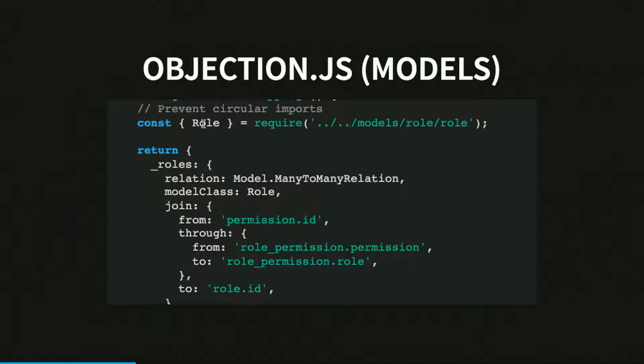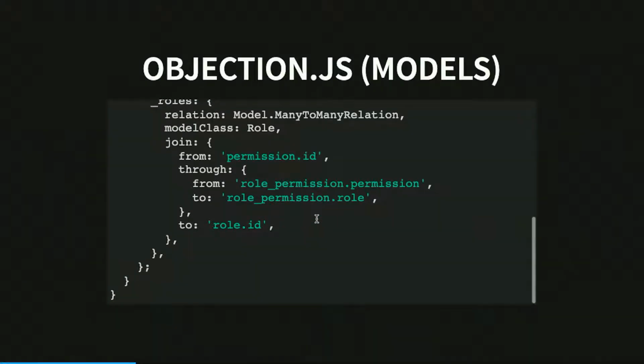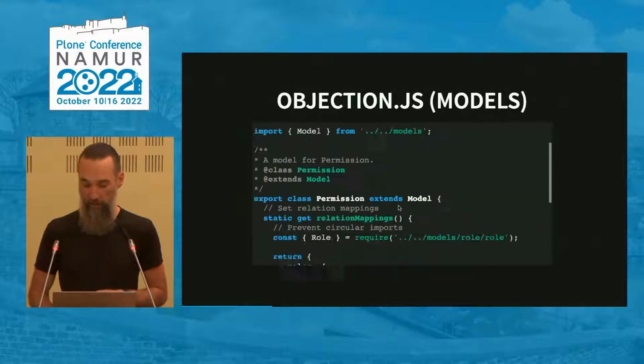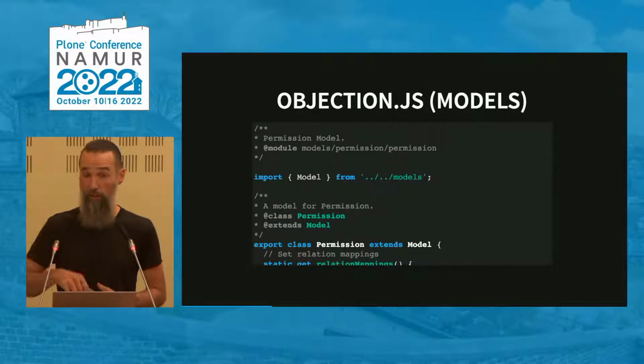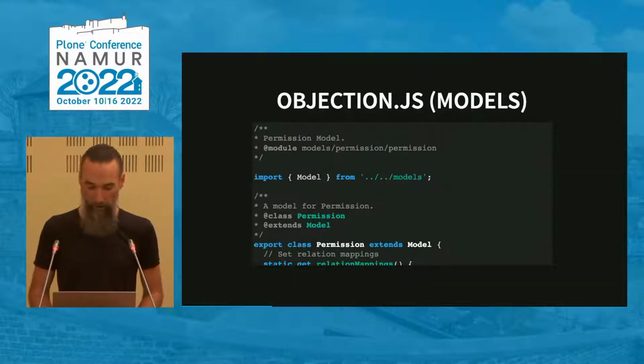So a role can have multiple permissions. We just say, okay, we have a role table, we have a permission table, and we have a table in between which links the two. So those are easily fetched in your code again. So you don't have to worry about all the SQL underneath.